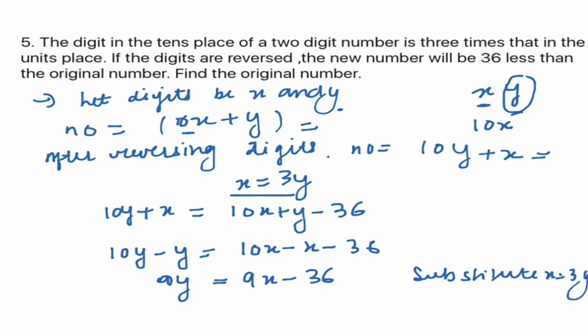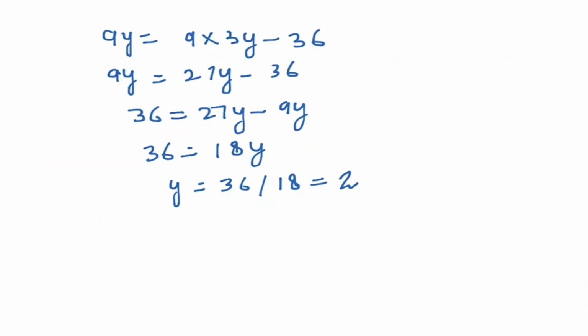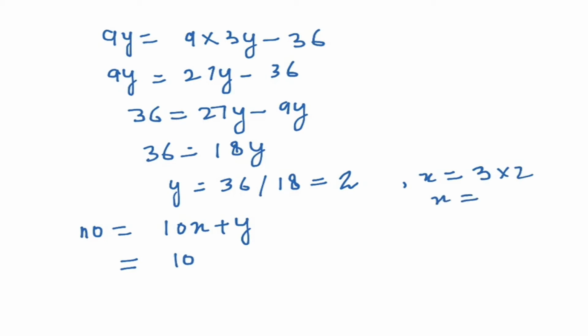So our original number was 10x plus y. So our number will be 10x plus y. Now we substitute the value of x and y, as now we have both the values. 10 times, as y is equal to 2, that will give us x is equal to 3y, 3 times 2. So x is equal to 6. Now we have both the values 6 and 2. Now we can put x will be 6 plus 2. So it means 60 plus 2, that will give us 62.